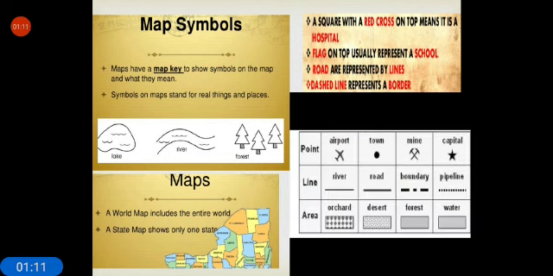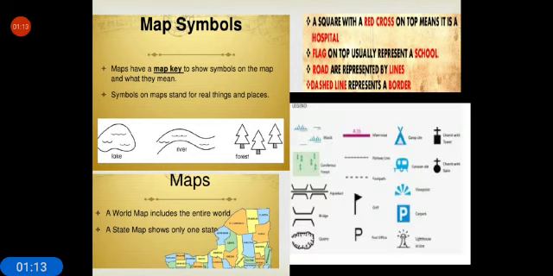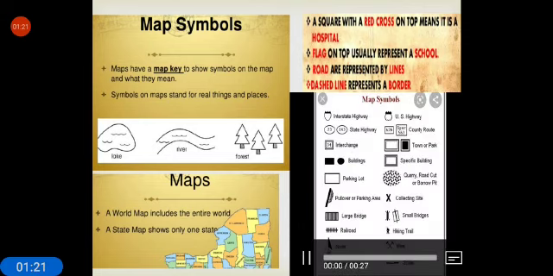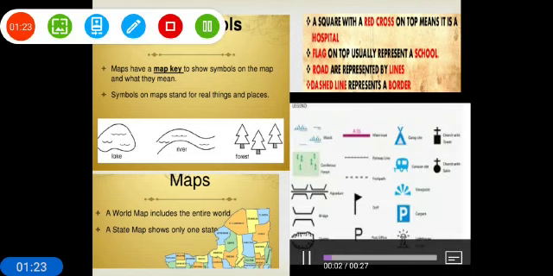Like a square with a red cross on top means it is a hospital. A flag on top usually represents a school. Roads are represented by lines. A dash line represents a border.